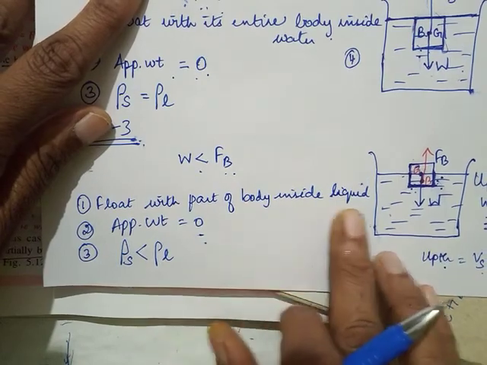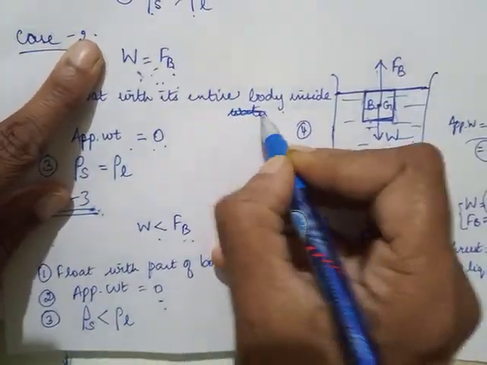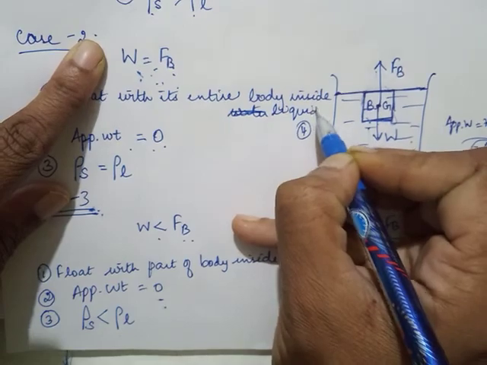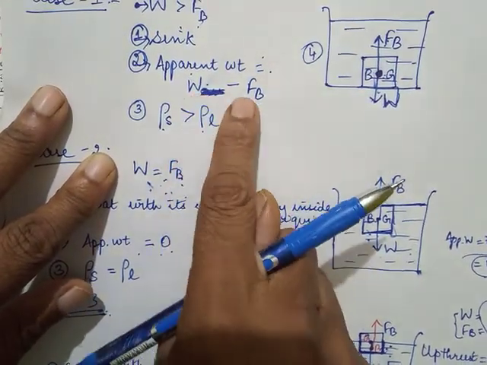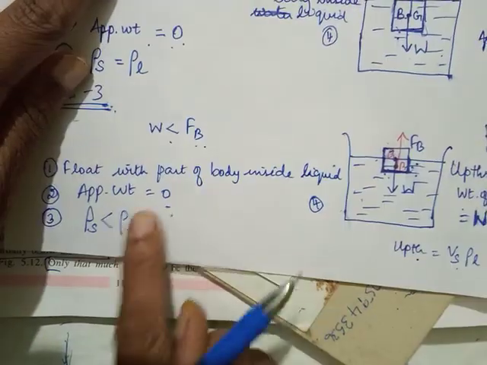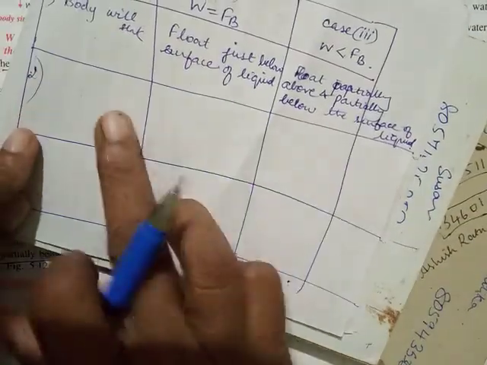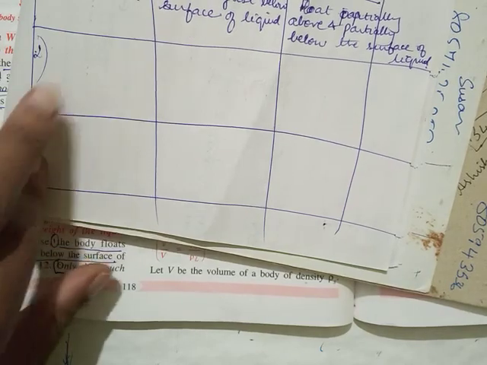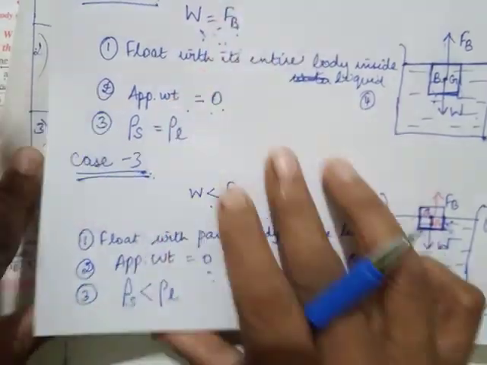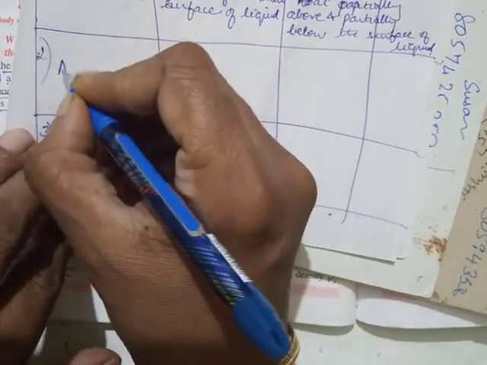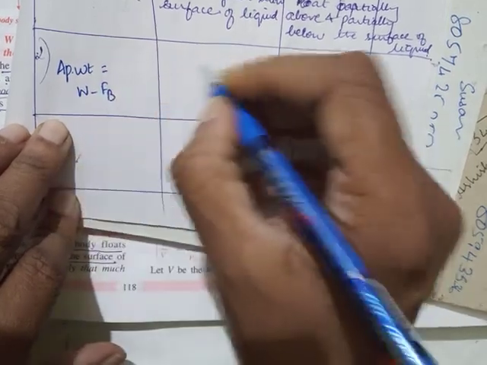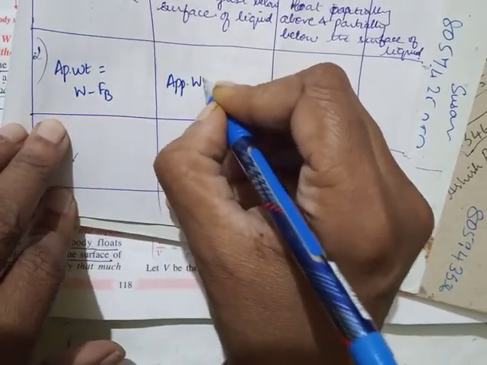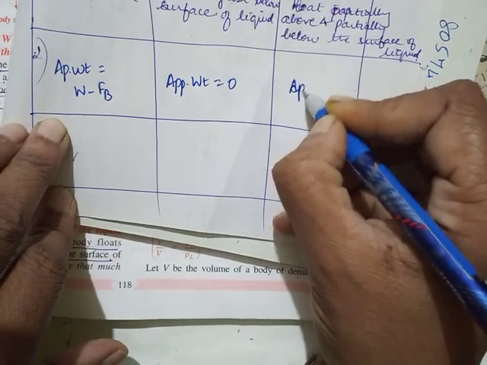Part of the body will be inside liquid and part of the body will be outside liquid. So second point, apparent weight. It will have an apparent weight, it will not be 0. That will be W minus FB. Here apparent weight will be 0. Here also apparent weight will be 0. Is it clear? And the third point is about density of solid and density of liquid. In this case, density of solid is greater than liquid. You can just use symbols. So apparent weight will be equal to W minus FB. In this case, apparent weight 0. Apparent weight 0.